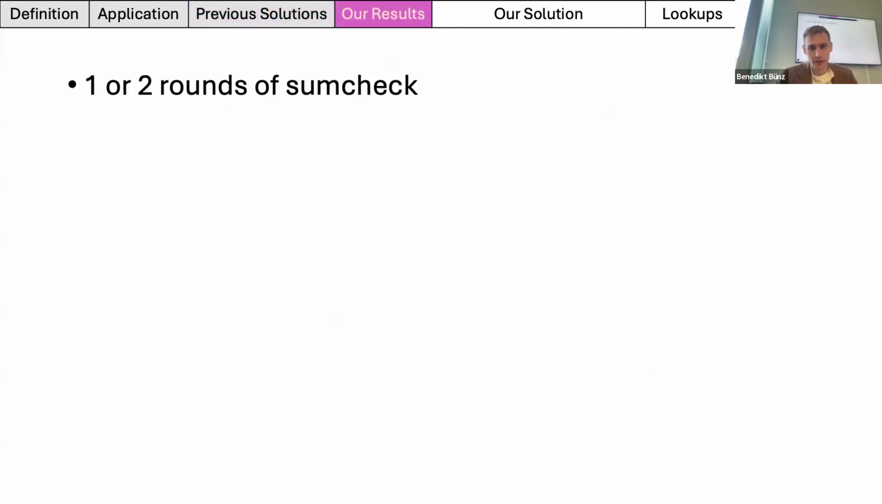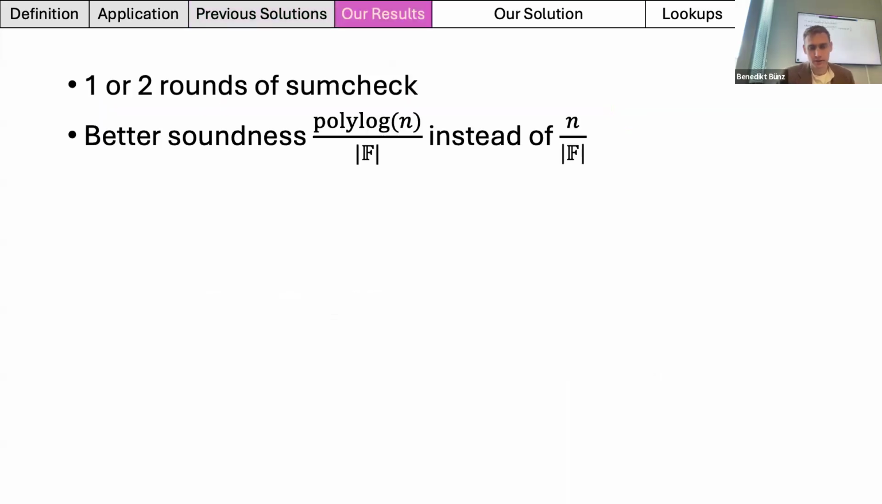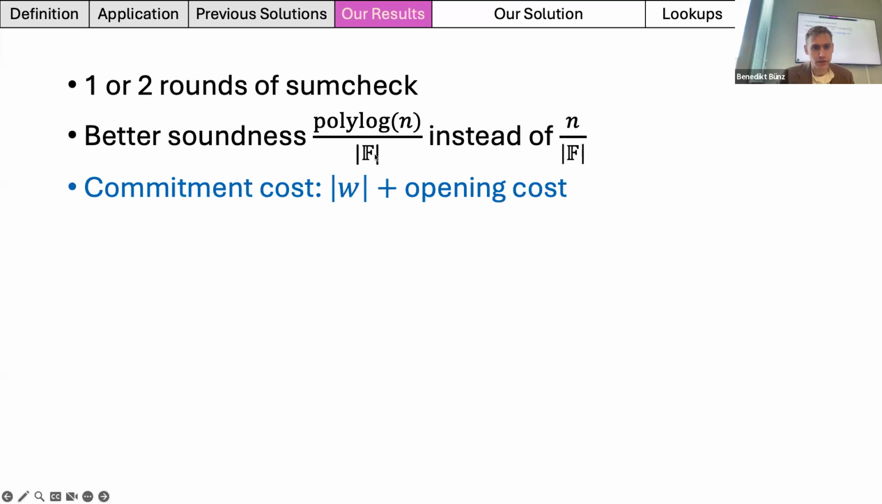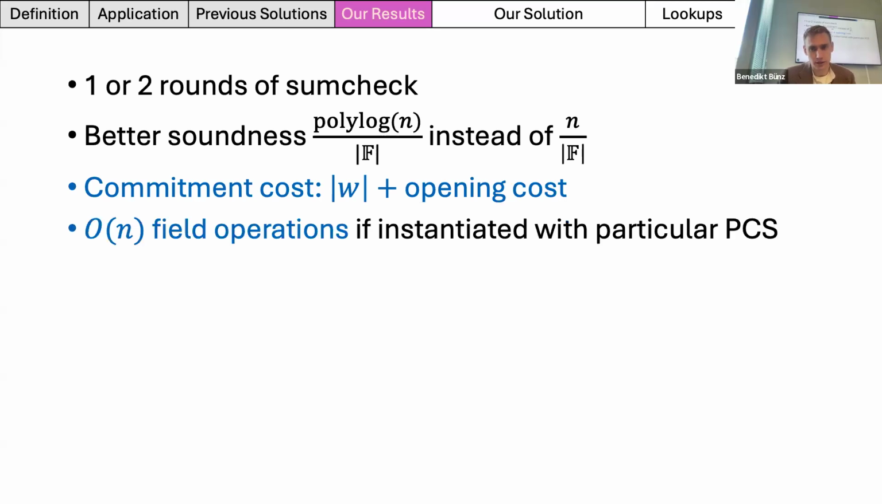So the question is, can we do better? Our results are, well, I wouldn't be talking about this if I didn't have at least some results. We have just 1 or 2 rounds of sum checks. We have better soundness: polylog n over the size of the field instead of n over the size of the field. And our commitment cost is just having to commit to the original witness. Then you have to open a polynomial commitment at that point.